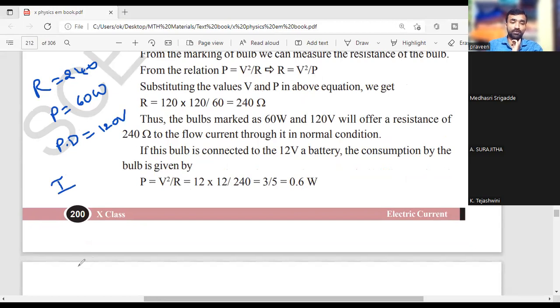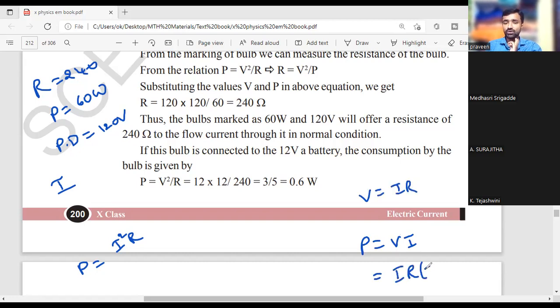Using the formula, power P is equal to I square R, right? Or you can use P equals V into I, then V is equal to IR, replacing V here with IR, that gives I square R. This is the formula I have written here. I want to find the I value, so I square is on one side, and the remaining P by R is on the opposite side. So what is P here? 120. What is R here? 240.